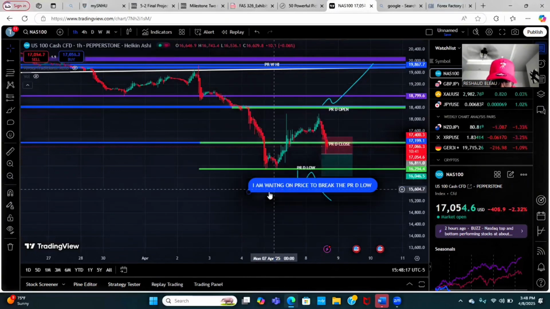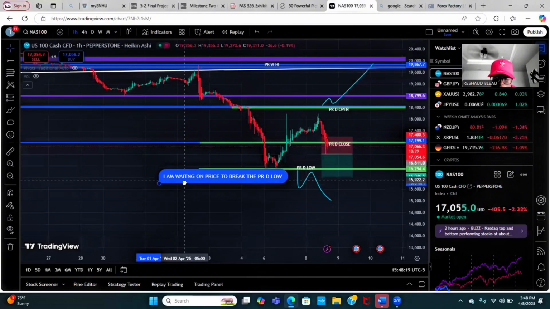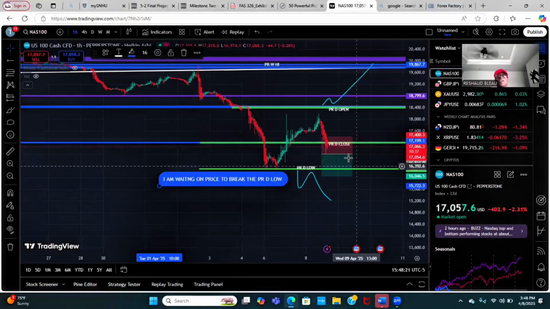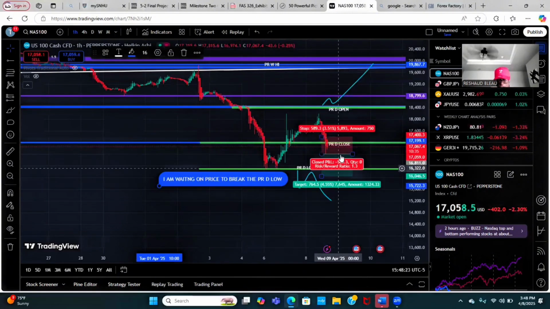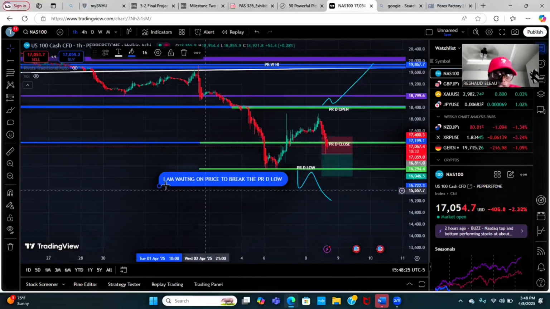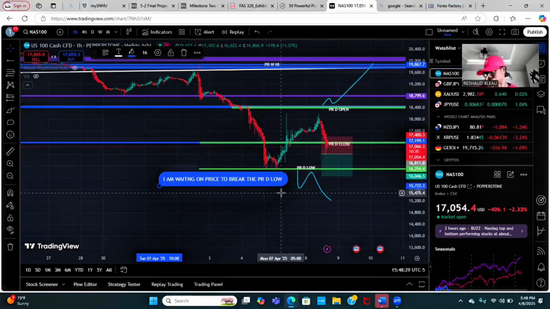All right. So just so you know, it's not a trade that I am going to take. You can take it if you like, if that's an early risky entry, but I'm going to trade once price breaks below the previous daily low. That's what's inside my trading plan.